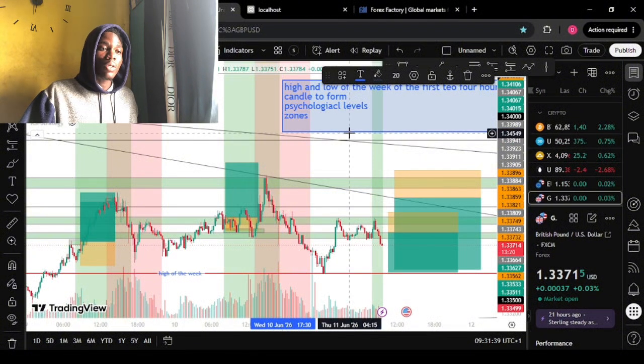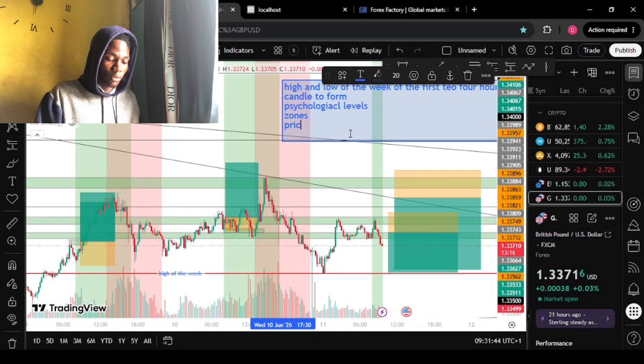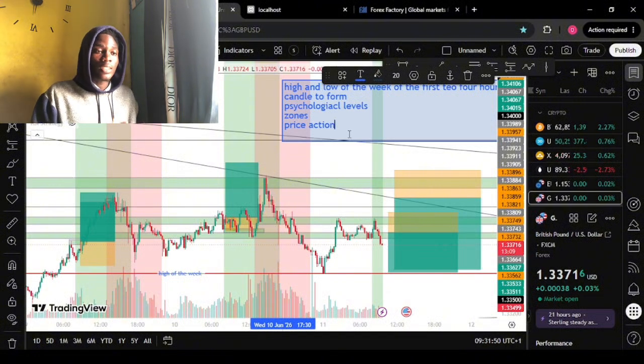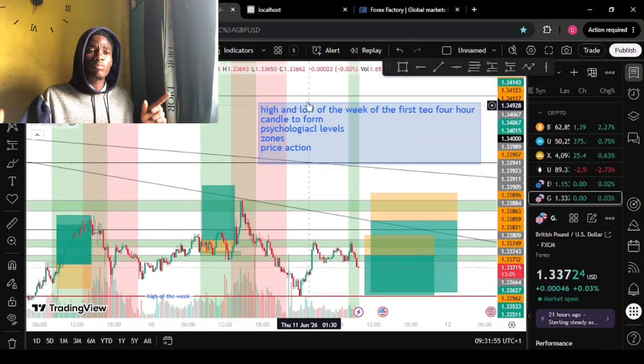Alright, so I map out my zones, then I mostly use price action because I'm a price action trader. Now let's go over everything I traded one after the other. High and low of the week.